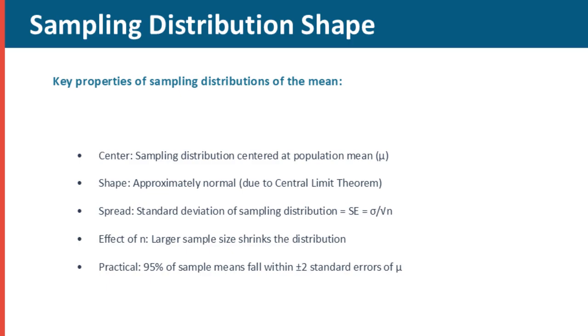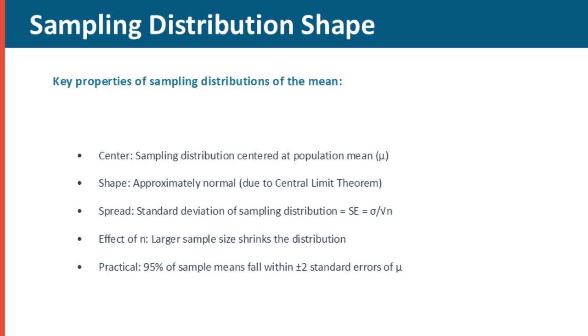Now, let me summarize the key properties of the sampling distribution of the mean. The sampling distribution is centered at mu, the population mean, and the sample means cluster around the true population value. Talking about the shape, the sampling distribution is approximately normal. This is the promise of the central limit theorem. Regardless of the original population shape, the sample mean forms a bell curve.